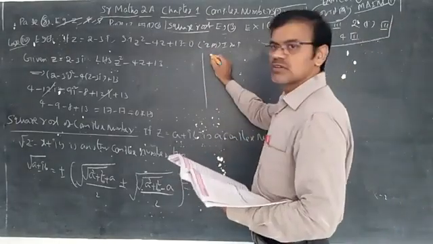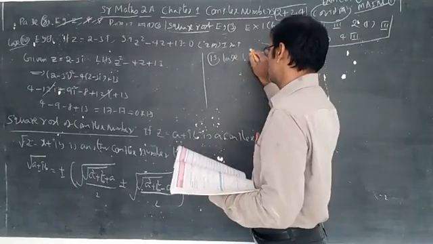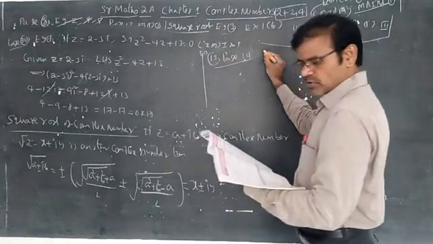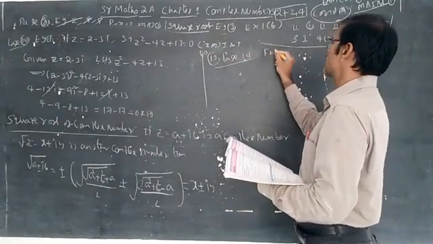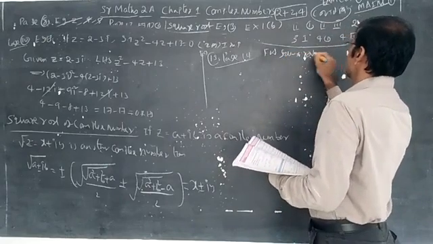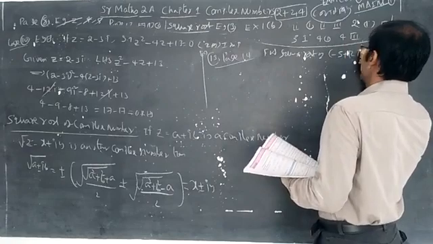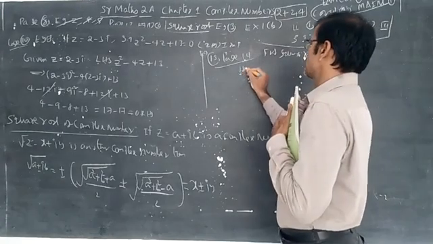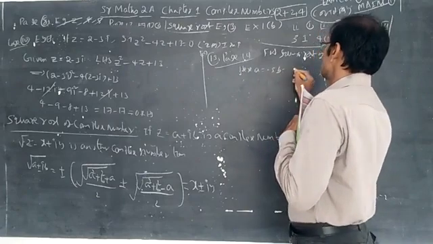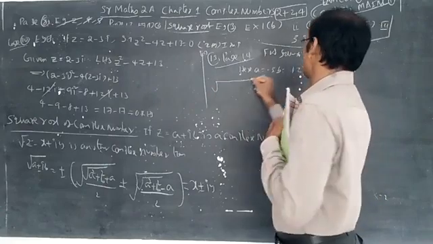Now let us discuss example 13, page number 14. Find the square root of minus 5 plus 12i. Here you can understand a is equal to minus 5, b is equal to 12.